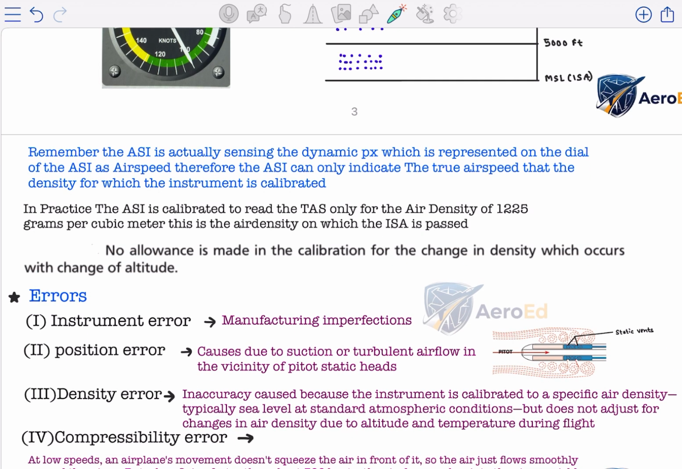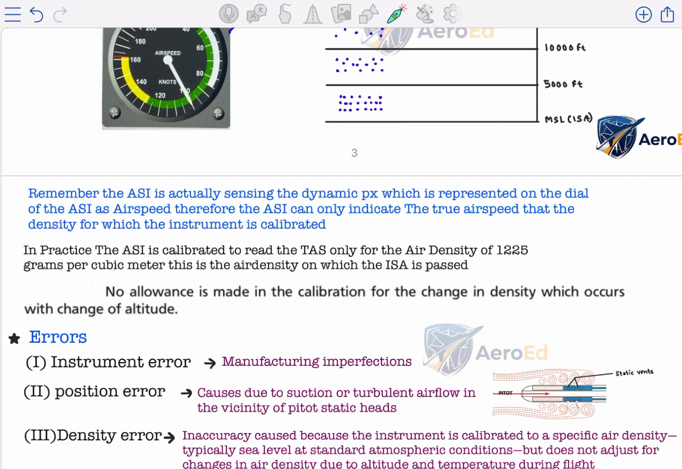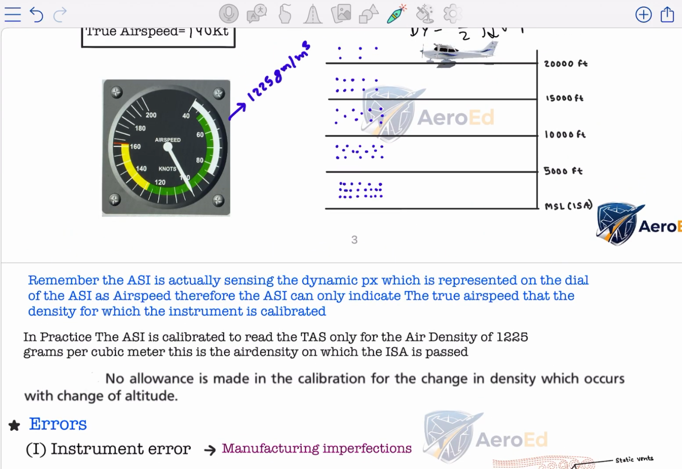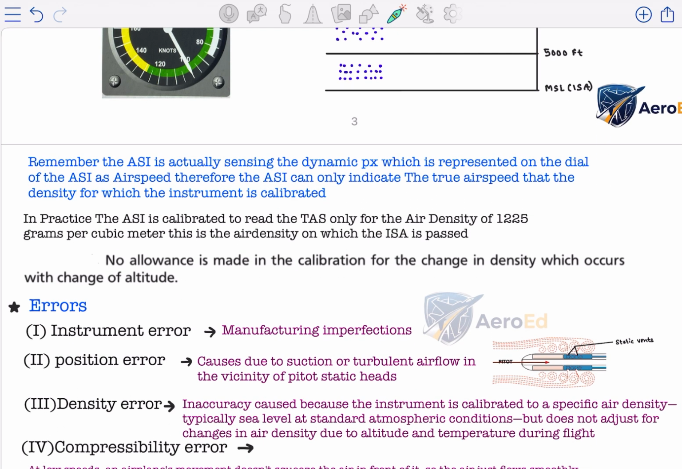So this is an error, right? Because as we know, as the aircraft's altitude increases, the density decreases, but the dynamic pressure is only equal to the true airspeed of the aircraft at the density to which the instrument is calibrated. So this is an error, and this error is called the density error.